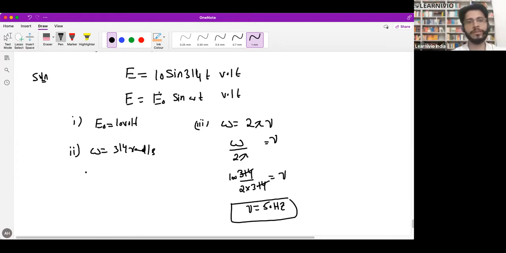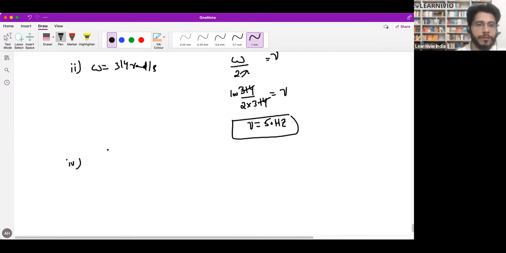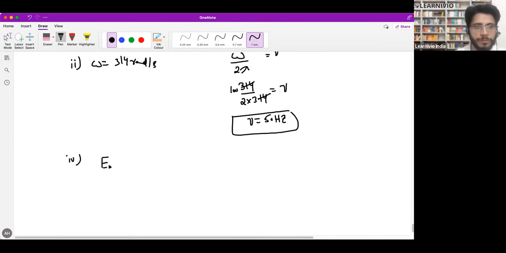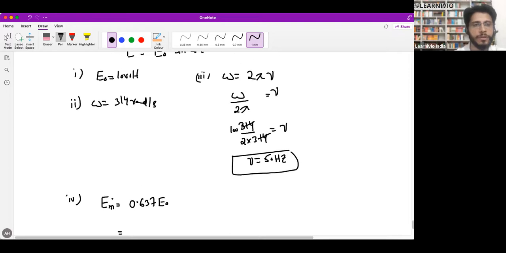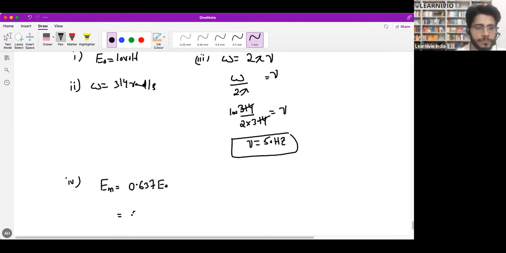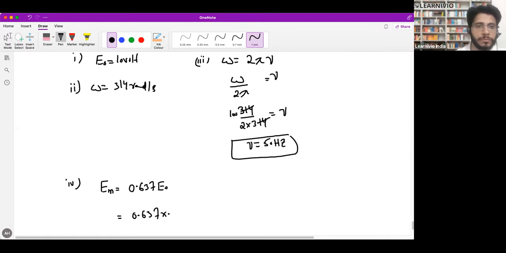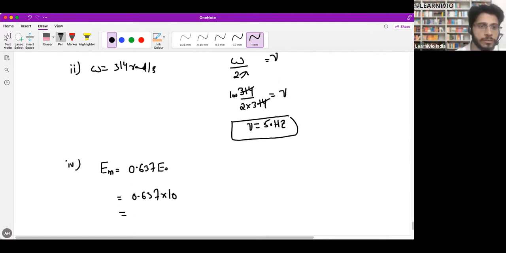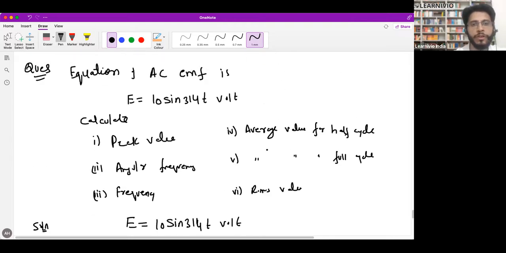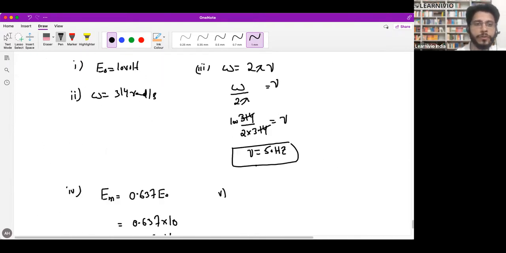After frequency, the next thing is average value. See, average value for half cycle, this we represent by EM, and this is 0.637 into E naught. That's the average value for the half cycle. So how much is E naught, Shahzada? 10 volt. Multiply them. What's the answer? 6.37 volt.